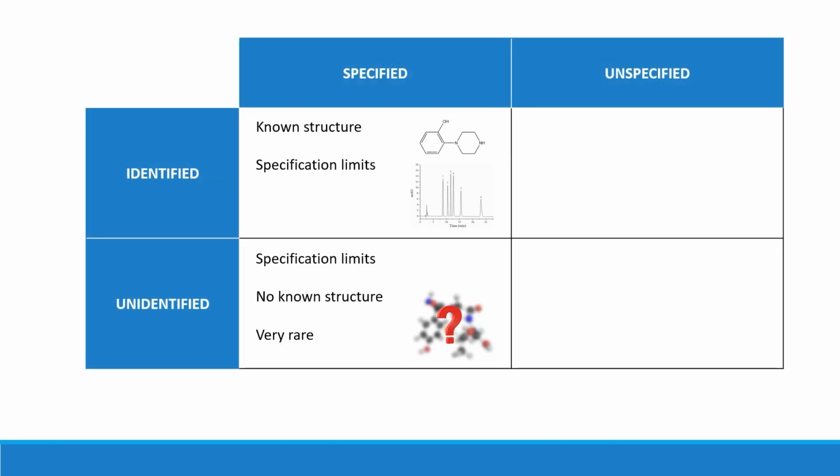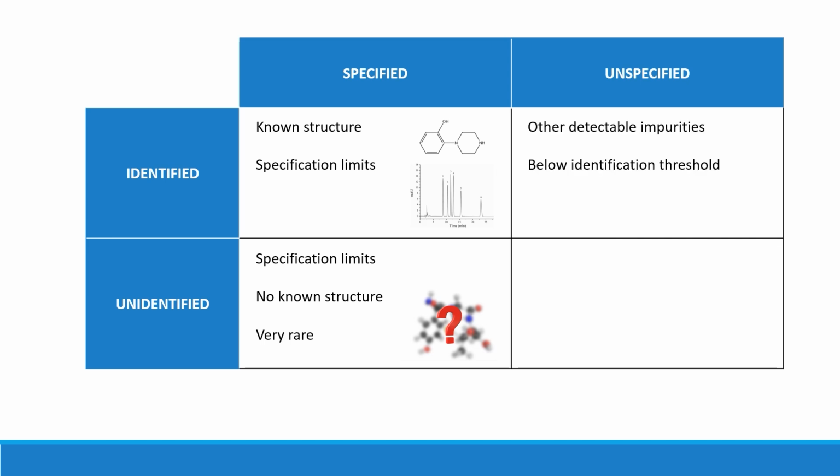The second quadrant of our table are the specified but unidentified impurities. For these impurities, you need to quantify their presence, but you do not know the exact structure. Sometimes the only thing you can say is that the impurity elutes after 3 minutes from the column. You will evaluate the level of impurity presence in the sample against a historical defined limit. These impurities are very rare.